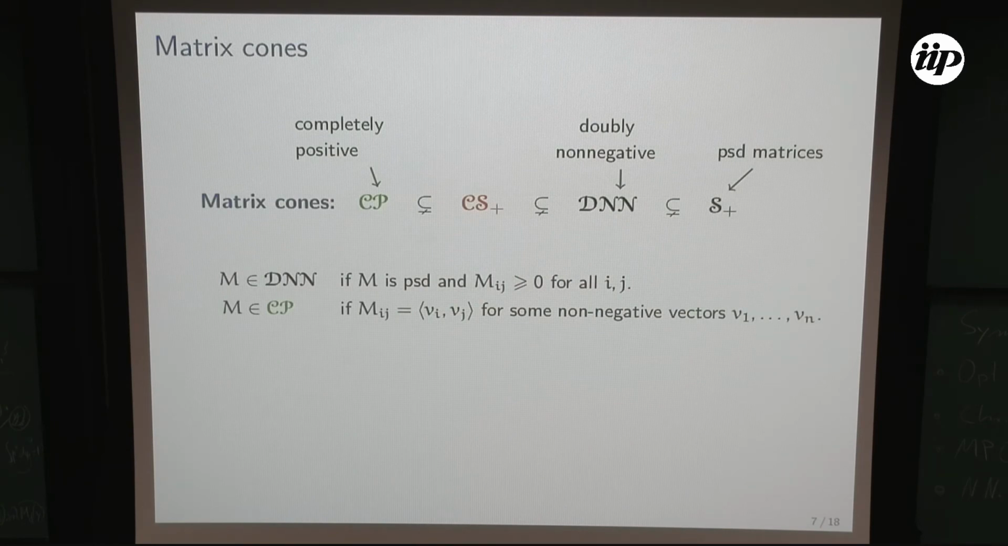Now, next one is the completely positive cone. So another way to think of PSD matrices is that those are gram matrices of some set of vectors, like the ij entry is given by the inner product between vi and vj. Now, a matrix is completely positive if I can moreover pick these vectors to be non-negative, to have non-negative entries themselves.